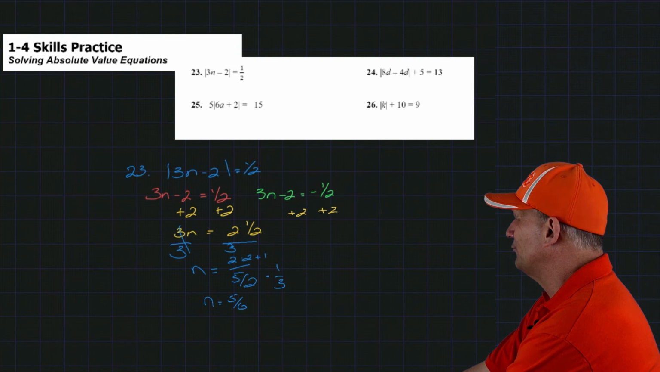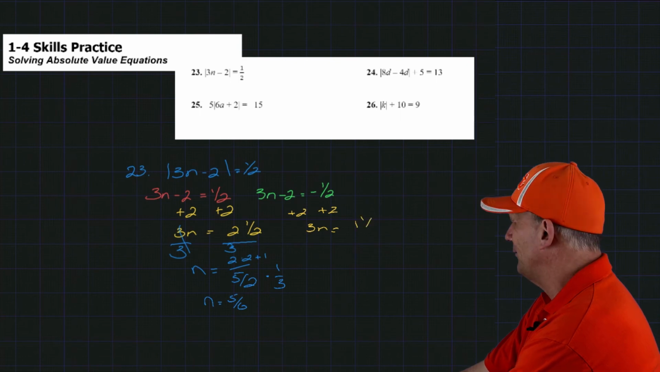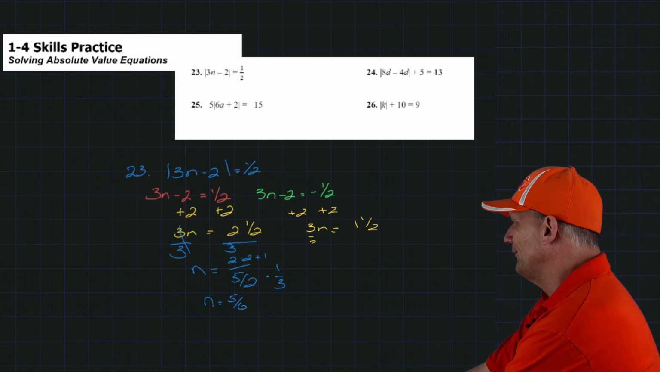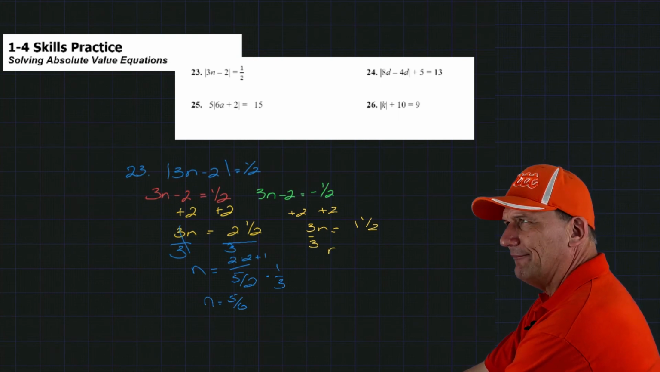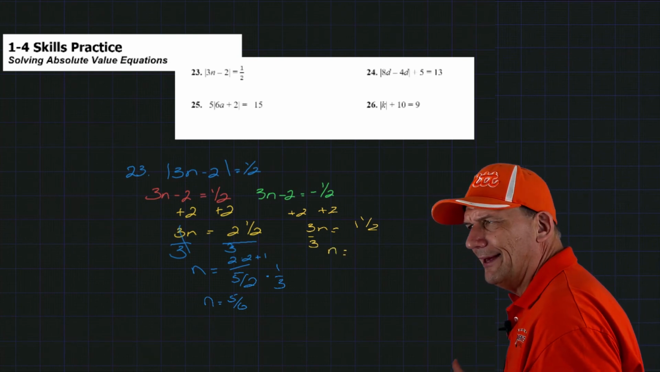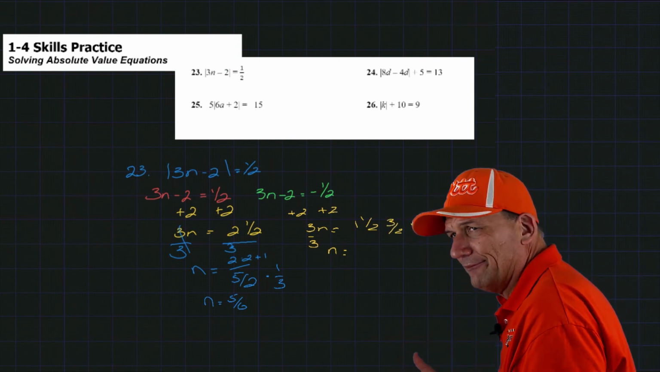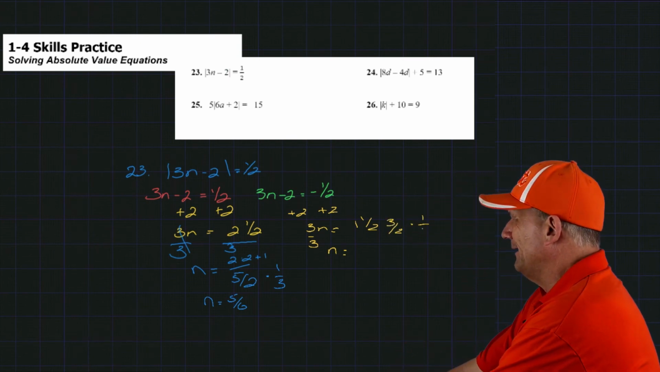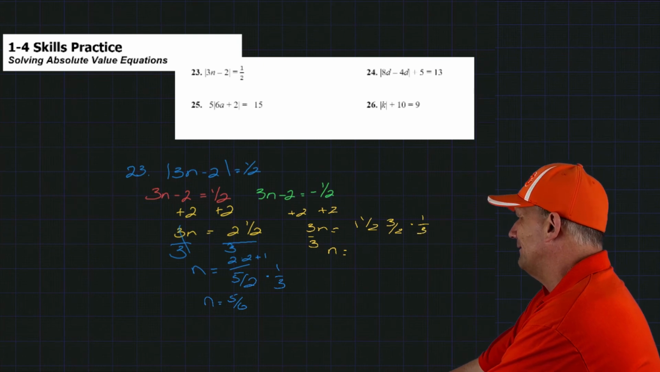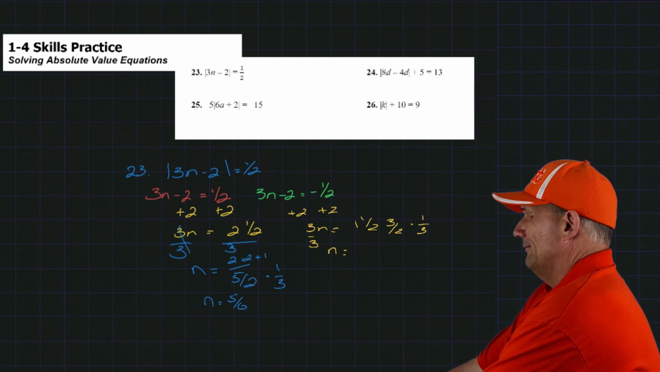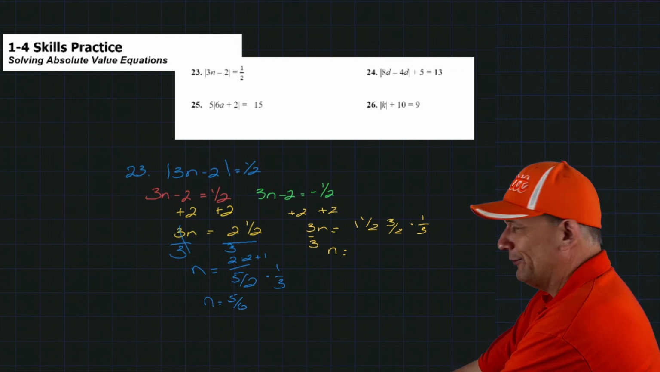Let's do 24. Oh, I forgot to do the right side of the equation on the other one. What are we going to do? We're going to add 2. Now here, think about it. If I have 2 whole pizzas and you take half of one of them away, I got 1.5. I didn't have to find common denominators and do all that. 2 minus 1/2 is 1.5.